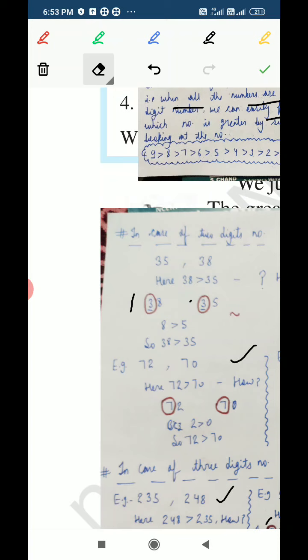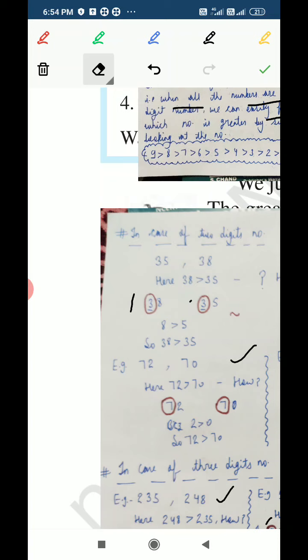When the number of digits is the same in both the numbers, then to find out which number is bigger and which is smaller, we start checking from the leftmost position of the number. In the leftmost position, there is 3. The next digit after 3 in the first number is 8, and the next digit after 3 in the second number is 5. And here 8 is greater than 5. So what can be the conclusion? That 38 is greater than 35.